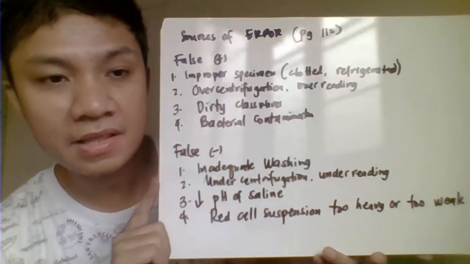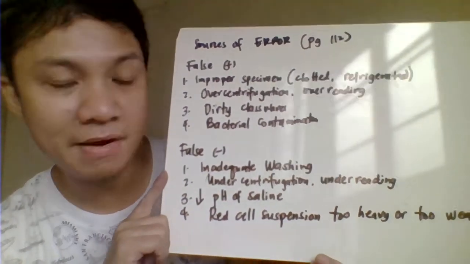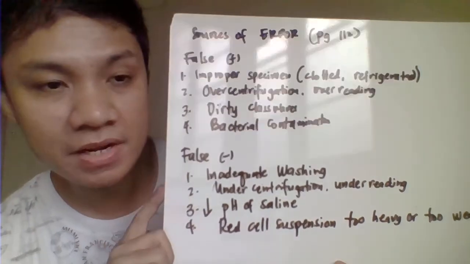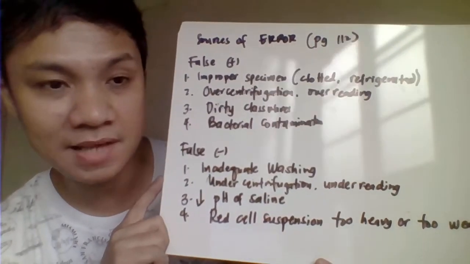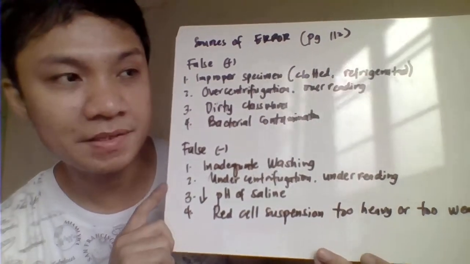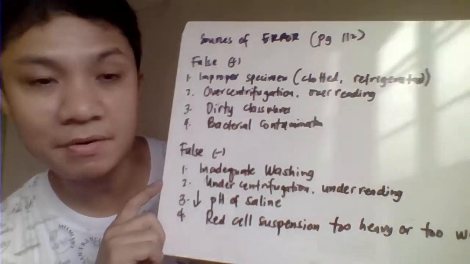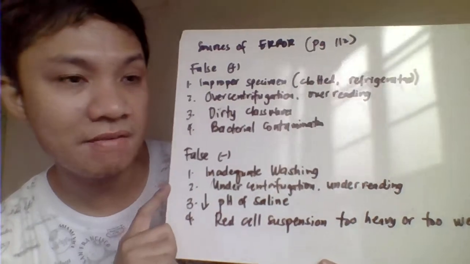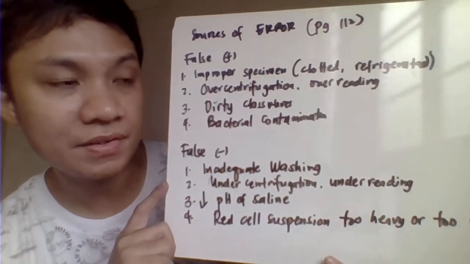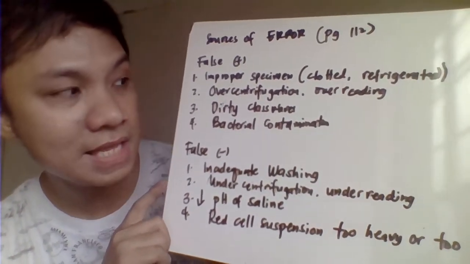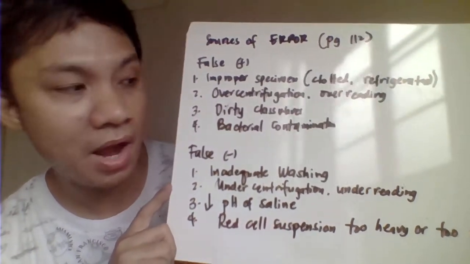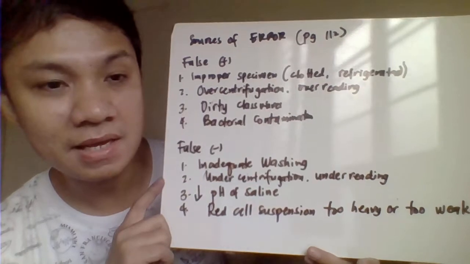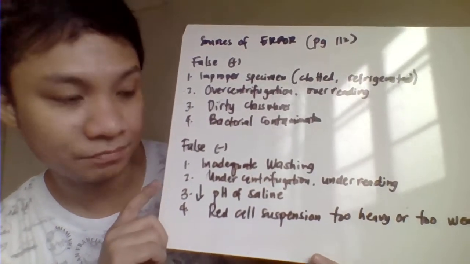Okay, then we have here the sources of error. So kindly refer to your book on page 112. So we have here the false positive reactions. These are just some of the false positive reactions listed in your book, so kindly refer to that. Number 1, we have improper specimen. You could have a clotted, refrigerated specimen, over-centrifugation, over-reading time, dirty glassware, bacterial contamination. That could be mistaken here as an agglutination reaction.